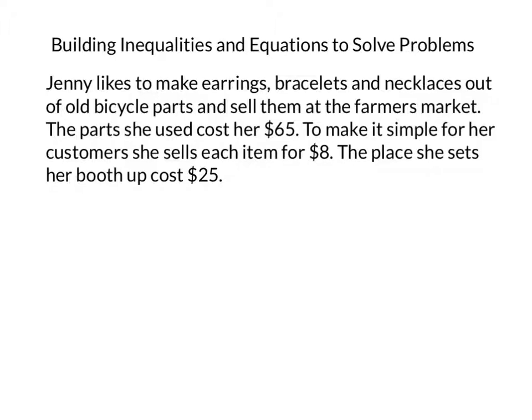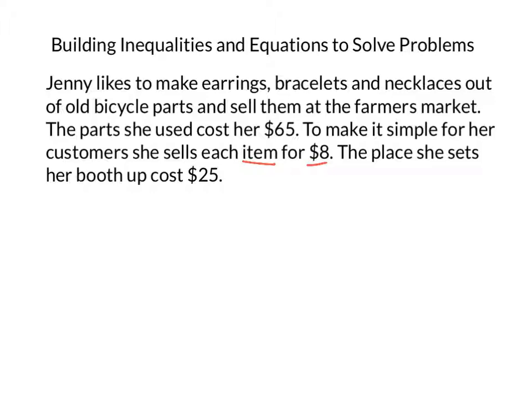Well, the first thing that we need to do is to identify the two quantities that are changing in this situation. So what's changing? Well, her cost was $65, and the place where she sets up her booth is $25. That's not changing. That was just a one-time cost. But what is changing is probably how many bracelets she sells, or necklaces, or items, right? So really, it's going to be the number of items that she sells, and then the other thing that's going to change is how much money she takes in.